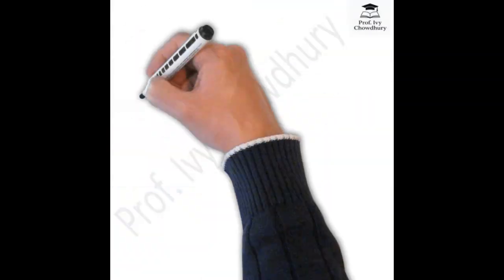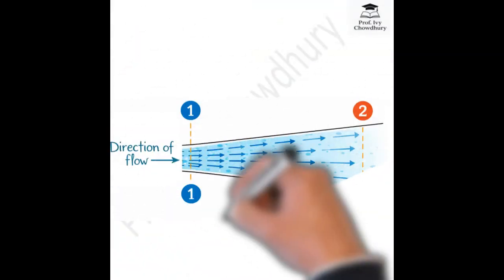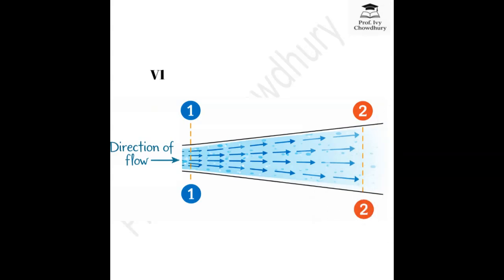Consider a pipe with two sections. At section 1, velocity is equal to v1, density is equal to ρ1, area is equal to a1. At section 2, velocity is equal to v2, density is equal to ρ2, area is equal to a2.